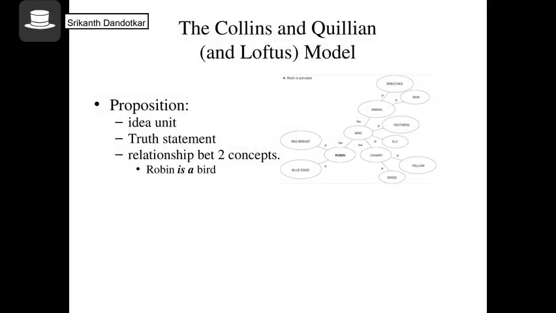Now, when you say it's a network of concepts, as you already know, proposition, right? A proposition is basically two concepts and a pathway. Two concepts and a pathway will make one proposition. It is a relationship between two concepts. Like for instance, when you say Robin is a bird, that is a proposition that has two concepts, Robin and bird, connected by a pathway, which is an ISA pathway.